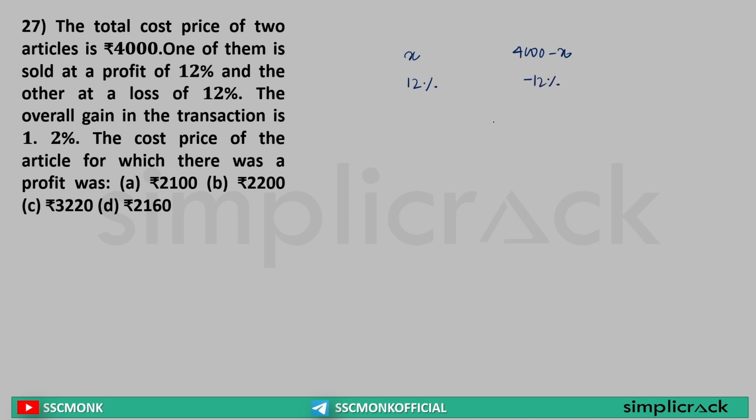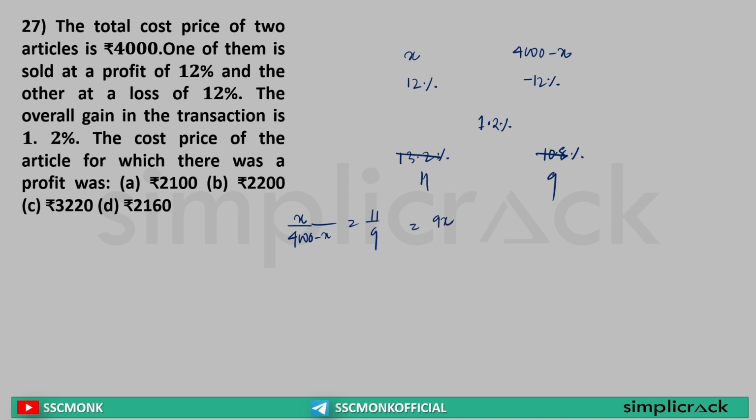Now what happened in this overall transaction? 1.2% gain was there. So 12 minus 1.2 is equal to 10.8%. 1.2 minus 12 is equal to minus minus plus, that is 13.2%. So the decimal will be crossed out. Now I can solve it. 12 11s are 132, 12 9s are 108. So what is the ratio? 11:9. That means X by 4000 minus X is equal to 11 by 9.